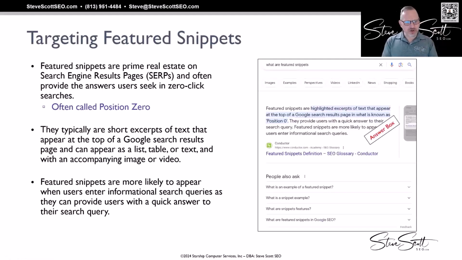They're typically short excerpts of text that appear on somebody's website, but Google is pulling them and showing them on the screen without the user having to go to the website. And so they're typically short, appear at the top of the Google search results, and they can appear as a list, a table, some text, and sometimes they'll even have an accompanying image or video. You can see here, I cut it off, there's a little video right there, and an image right there, showing what it looks like as well.